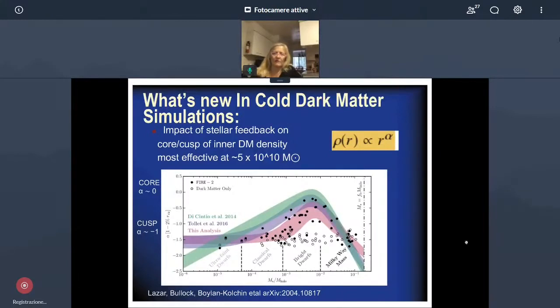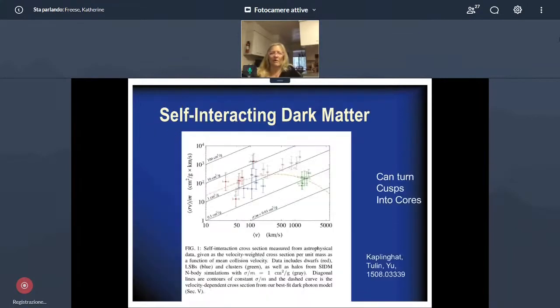And so this shows that the baryonic feedback has a Goldilocks sweet spot region for galaxies of about 5 × 10¹⁰ solar masses, where this peak is in this diagram. This is again from simulations. Next slide, please.